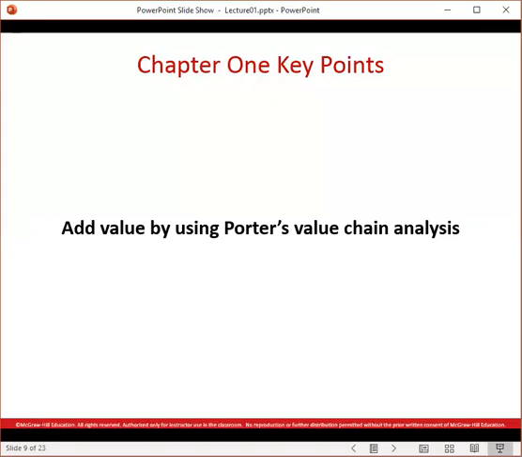So to identify competitive advantages, Porter created this value chain analysis, and it views a firm as a series of business processes that each add value to the product or service. The goal of value chain analysis is to identify processes in which the firm can add value for the customer or create a competitive advantage for itself.